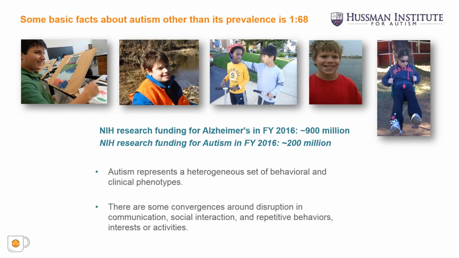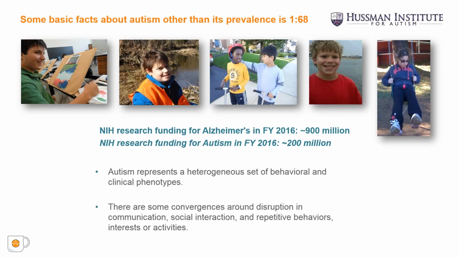Autism is a condition that affects both individuals and the families that support them. Autism affects 1 to 1.5 million people in the United States. Although autism represents a spectrum of behavioral and clinical phenotypes, there are some convergences, particularly in behavioral phenotypes, around disruption in social communication and social interactions. This can include restricted or repetitive behaviors, restricted or repetitive interests, or restricted or repetitive activities.